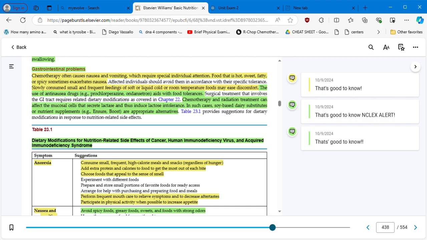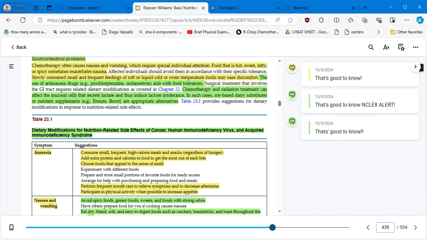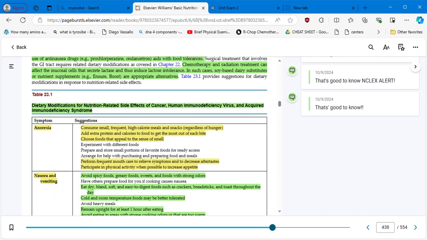appropriate alternatives. I have my own concerns about Ensure and Boost because they are high in dextrose, and dextrose is high in glucose, and cancer eats glucose. So I have some concerns about it. Anyway, but that's what the industry is offering us, right? That's what the literature is offering us. But we should read the labels. Sometimes it's good to read the labels. That's an NCLEX alert. That's good to know.